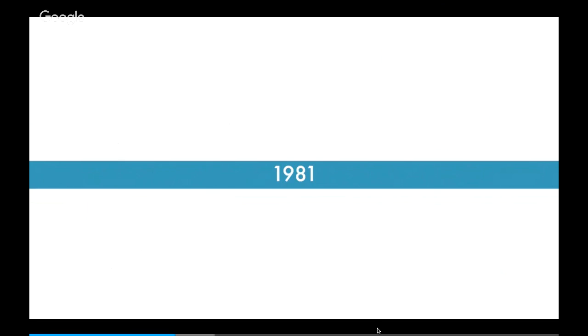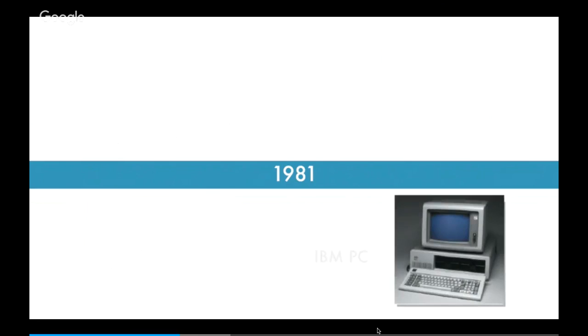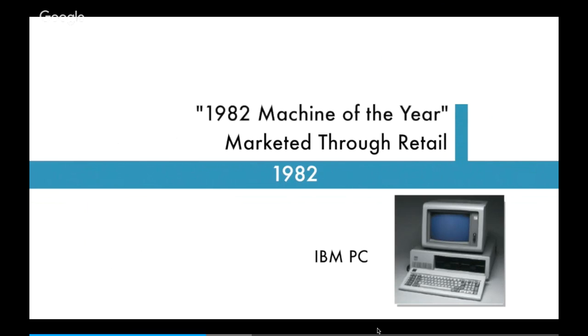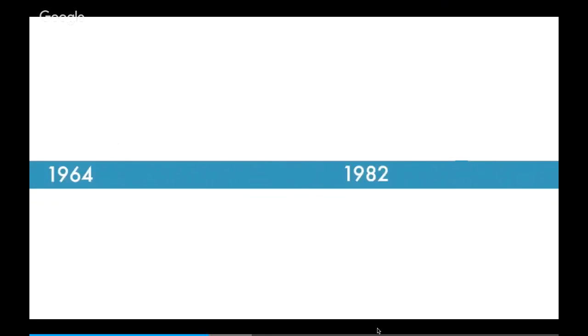In 1981, IBM released its first personal computer, the IBM PC. It became popular as a work computer because of the familiarity companies had with IBM mainframes. But IBM also marketed its PC through retail outlets such as Sears to reach home users, and it dominated that market so quickly, Time magazine named the computer 1982 Machine of the Year.